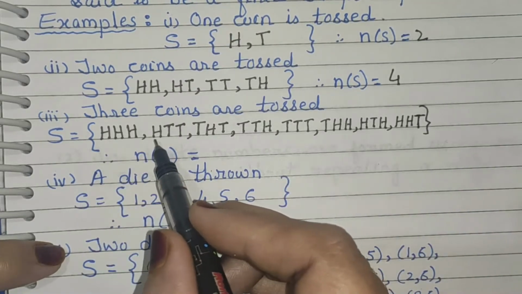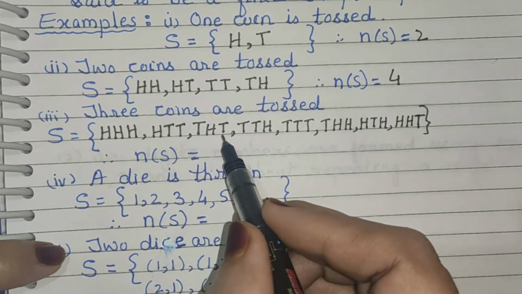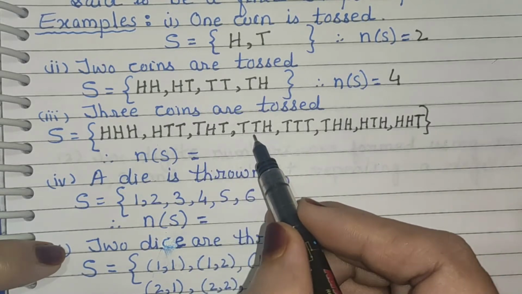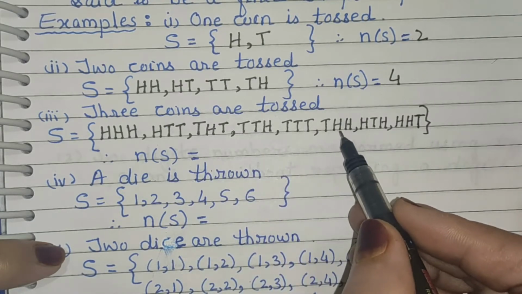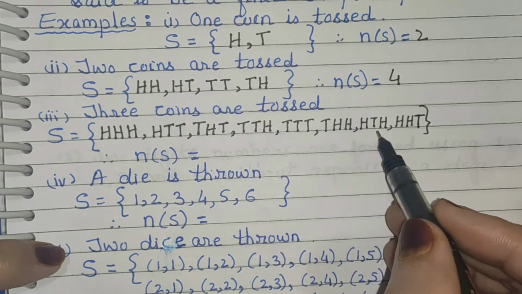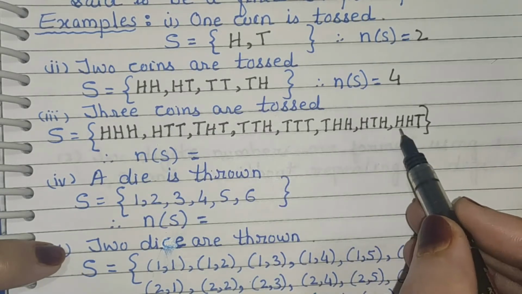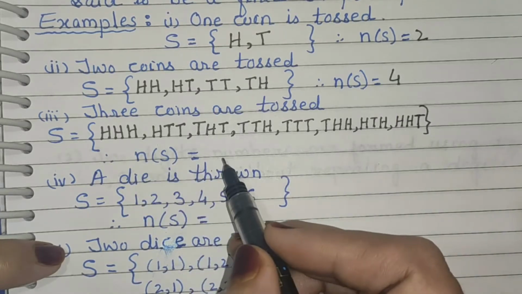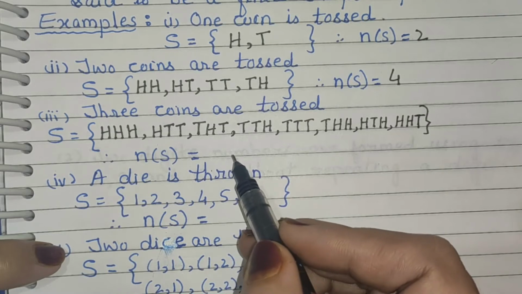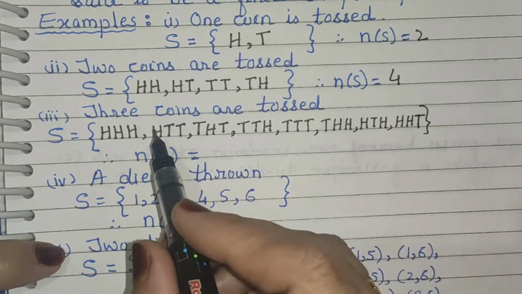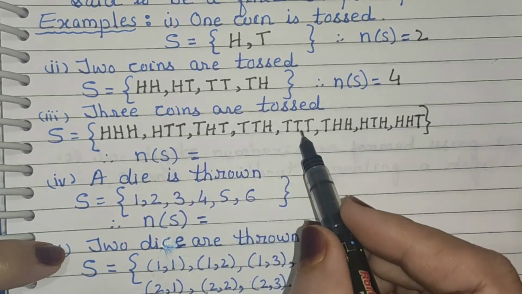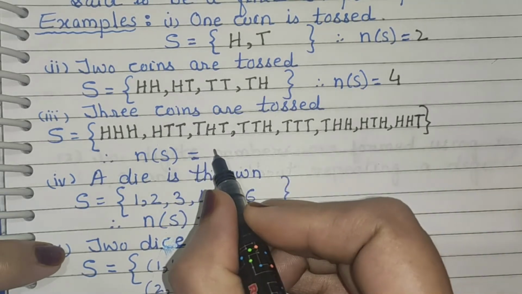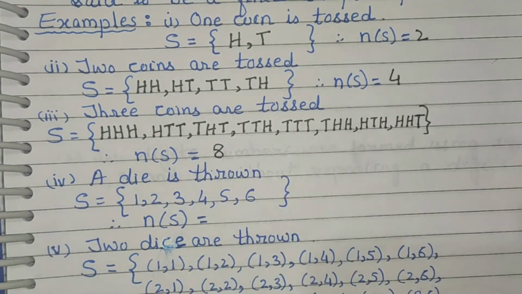So we have HHH, HTT, second H others T, third H others T, TTT, first T other H, second T other H, third T and other H. Therefore n(S) is equal to the number of elements in the set S: 1, 2, 3, 4, 5, 6, 7, 8. Therefore n(S) = 8.